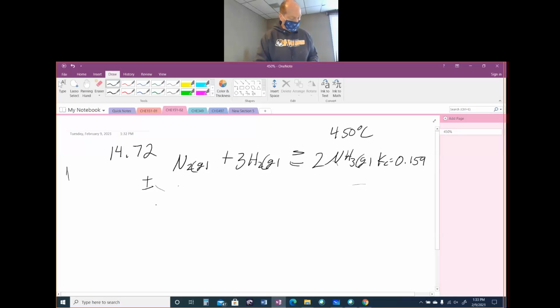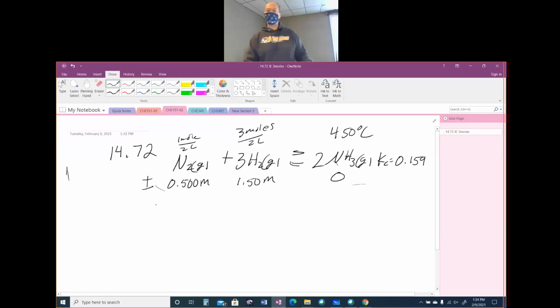All right, so the nitrogen's initial concentration was 1 mole in 2 liters, both of those to 3 sig figs, so 0.500 molar. Your hydrogen is 3 moles in 2 liters, again both 3 sig figs, so that is a 1.50 molar. And your NH3, nothing was said about the NH3. That means nothing was put in. All right, so you have a 0, it's going to go to the right.